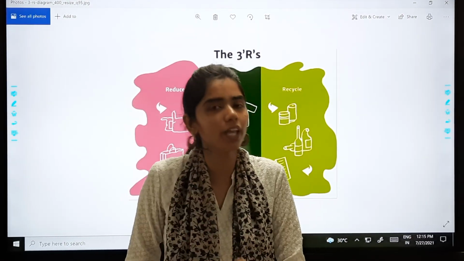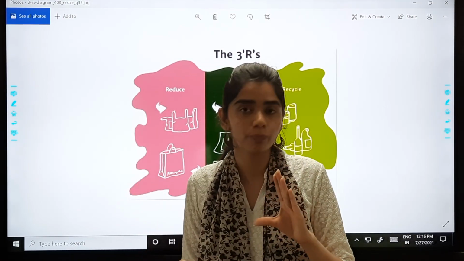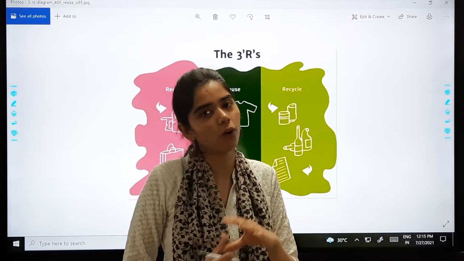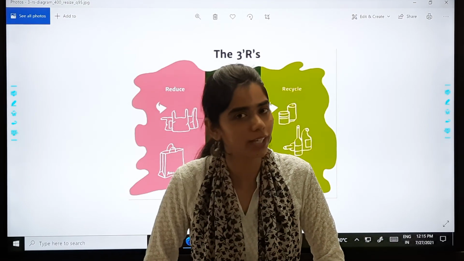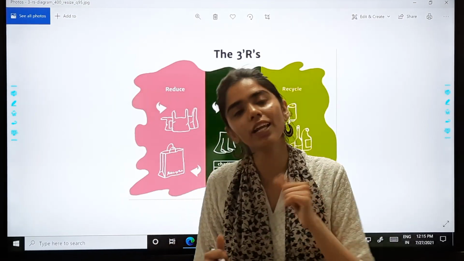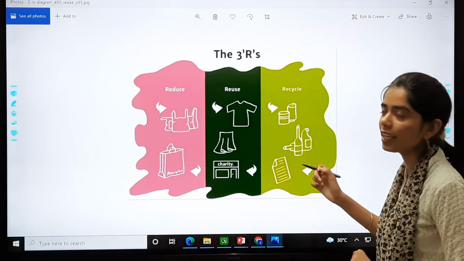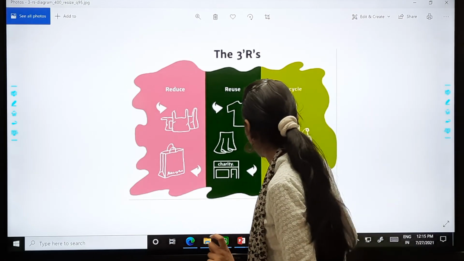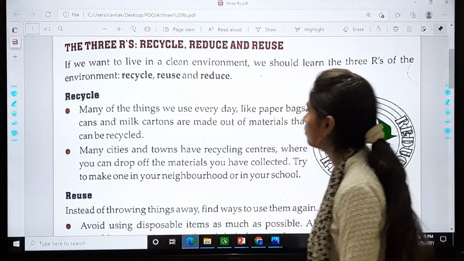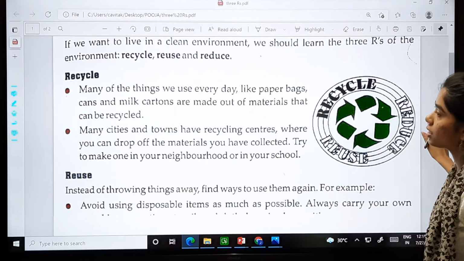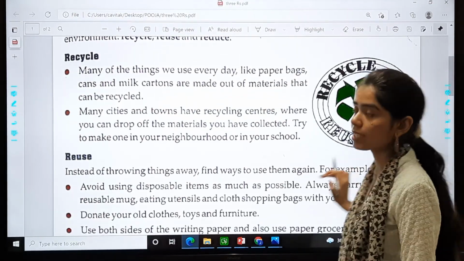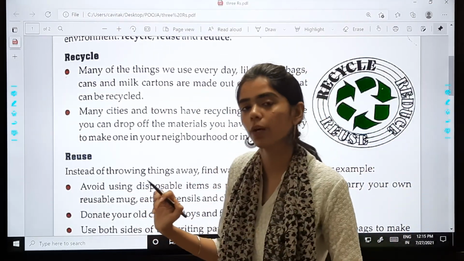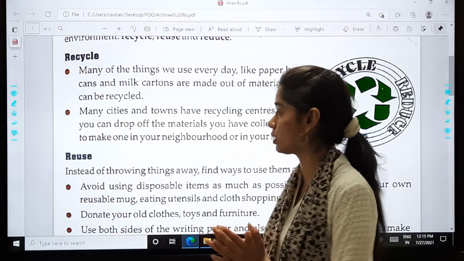Okay, so in this way, even food cans also come, right? Mushrooms and olives and all these also come in food cans. So that also can be recycled. So these are the examples of it. Now let us start reading. First one is recycle. Okay, once again we are doing this topic as it is important.